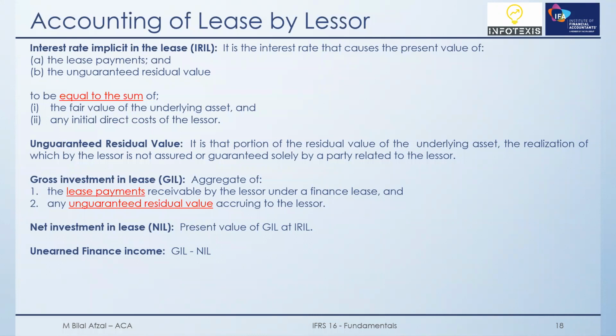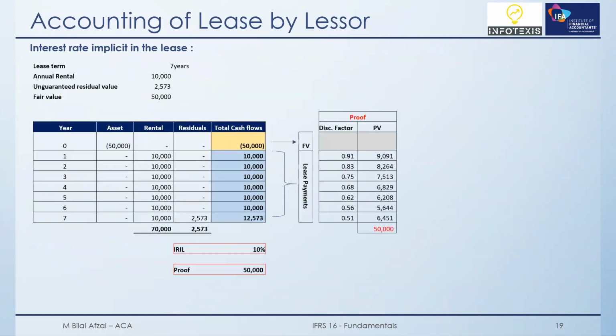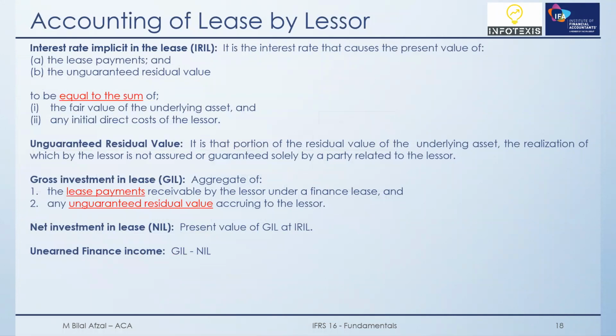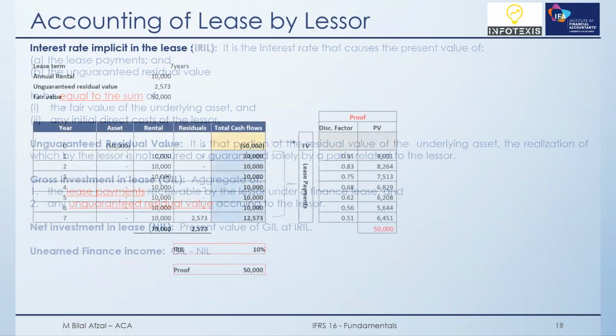The next thing is gross investment in the finance lease. The gross investment is the lease payments plus the unguaranteed residual value. The net investment in finance lease is the present value of gross investment in finance lease discounted at the implicit rate. Now, let's talk about the implicit rate of interest. It is a rate which causes the present value of the lease payments and unguaranteed residual value to be equal to the fair value of the underlying asset.